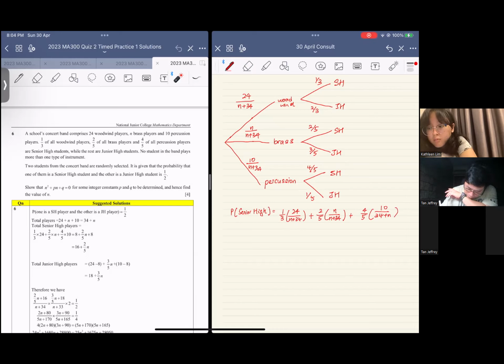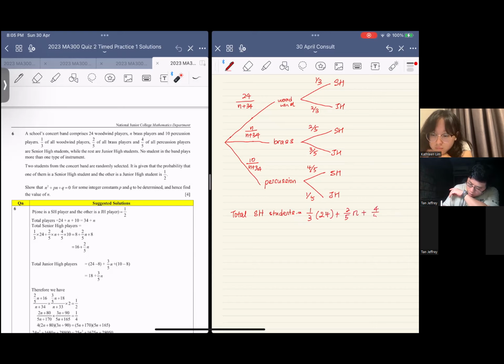Then after that I will select a junior high. If I select a senior high already, I will select a junior high. The thing is I do not know what I am selecting. So maybe what I can do is look at the total number of senior high students. The total senior high students will be 1/3 of 24 woodwind students plus 2 over 5 of brass students plus 4 over 5 of 10 students. This is the total SH.